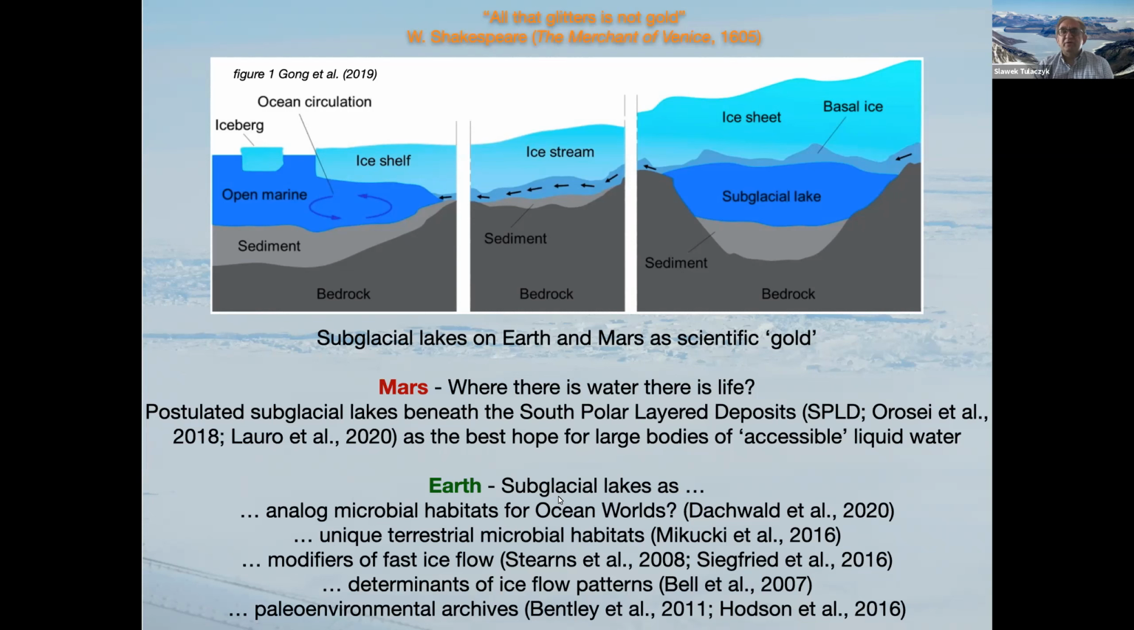And then on Earth, of course, subglacial lakes have also been a vigorously investigated target. They're analog microbial habitats for ocean worlds, and also unique terrestrial habitats for microbes on this planet. They modify fast ice flow, and they help determine maybe when ice streams start, so how ice flow patterns within the ice sheets organize. And then they represent potential paleoenvironmental archives that we can tap to interpret past conditions beneath the ice sheet from the sediments contained in subglacial lakes. So quite an interesting topic to be looking at.